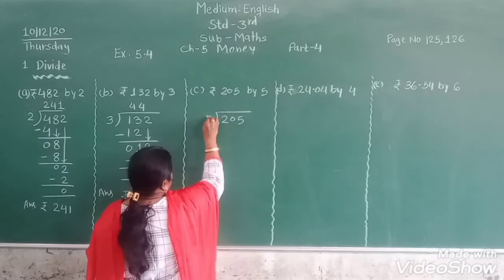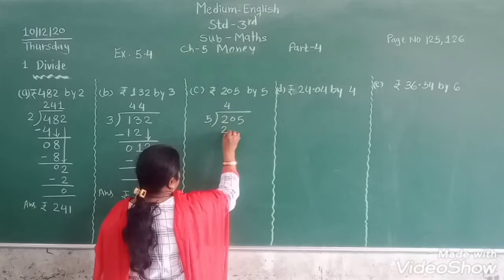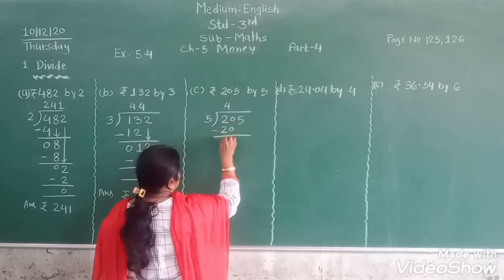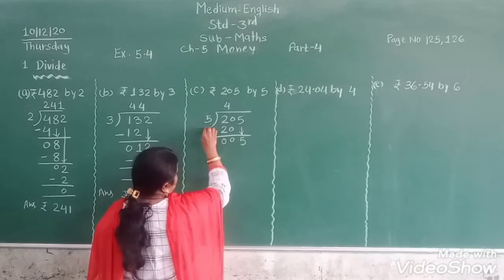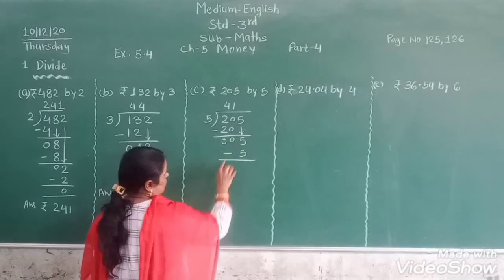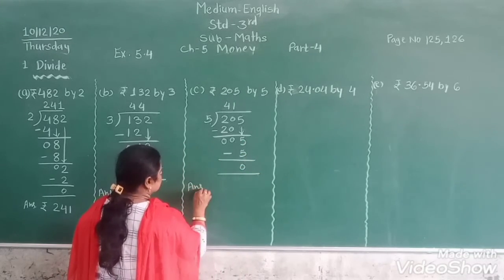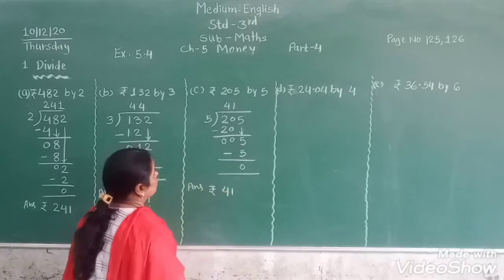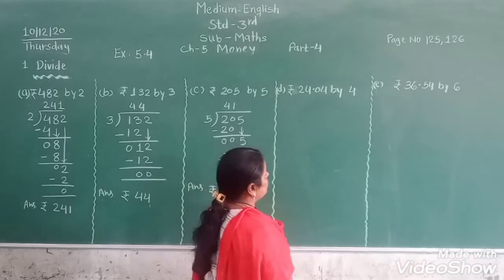Okay. Now C number, rupees 205 divided by 5. 205 divided by 5. 5 fours are 20. Okay. Now 0 minus 0, 0. 2 minus 2, 0. Bring down 5. 5 ones are 5. Subtract, 5 minus 5, 0. Now we write answer rupees 41.